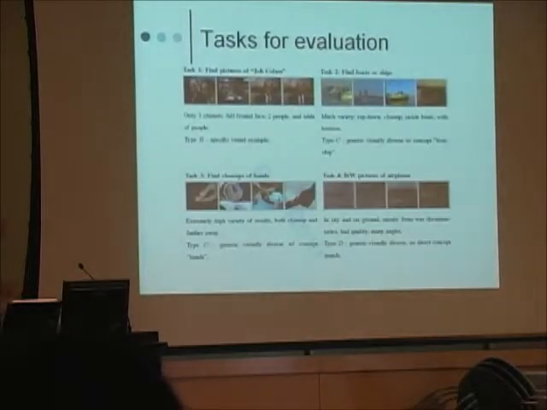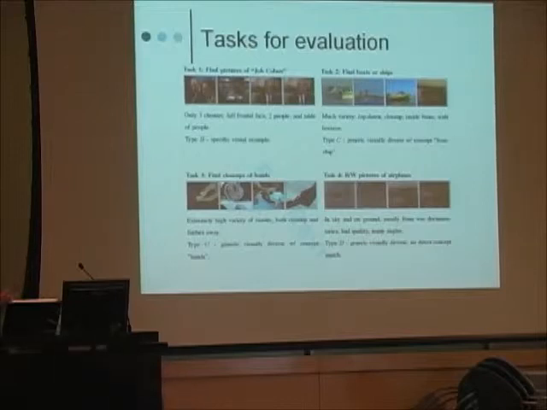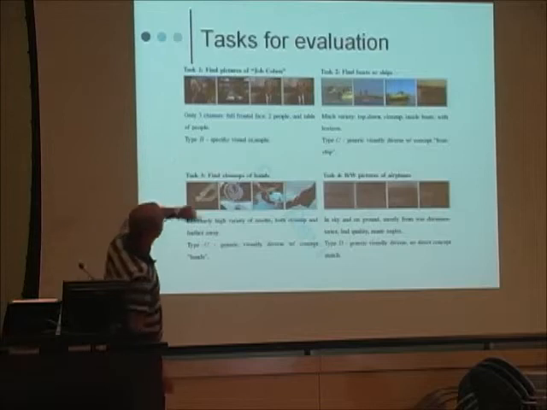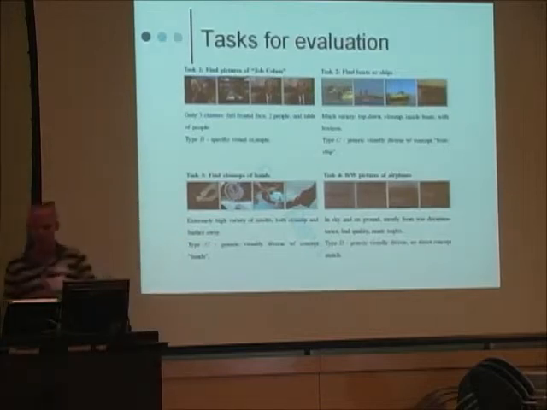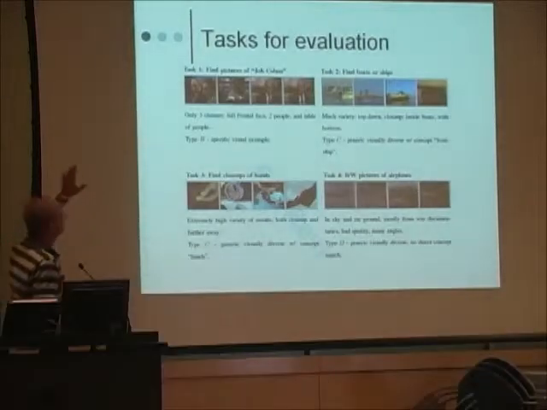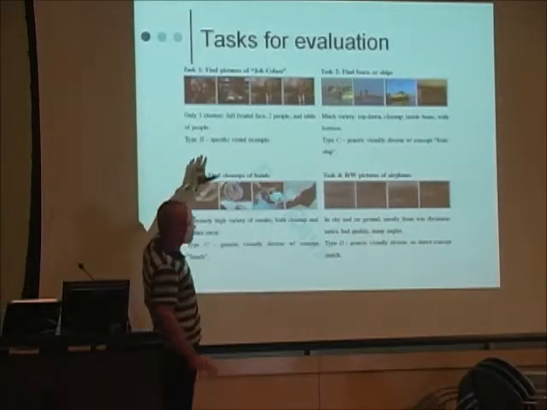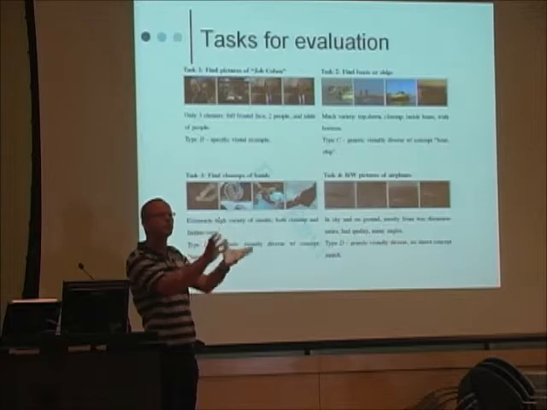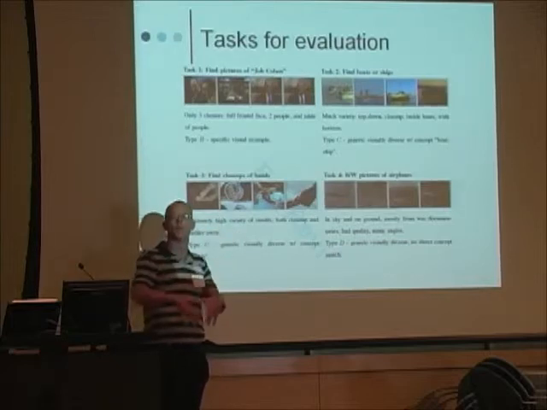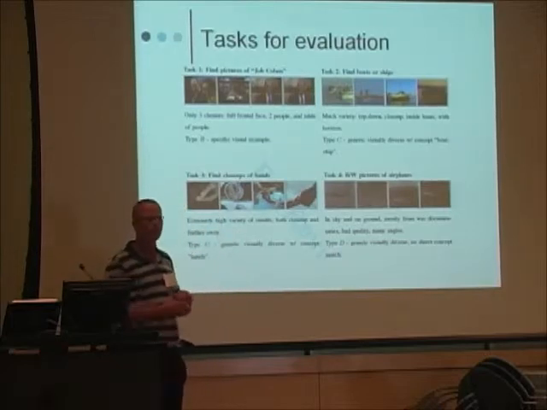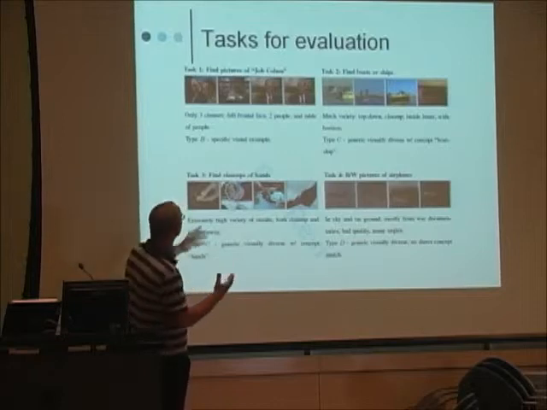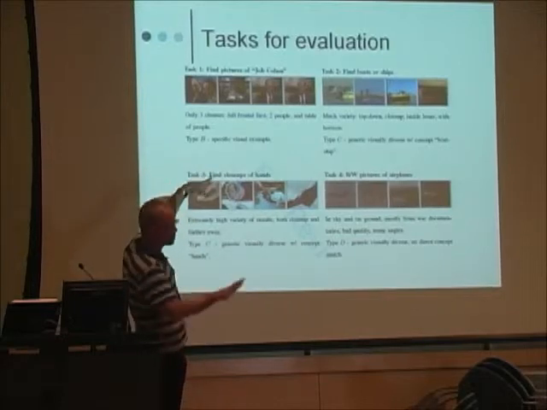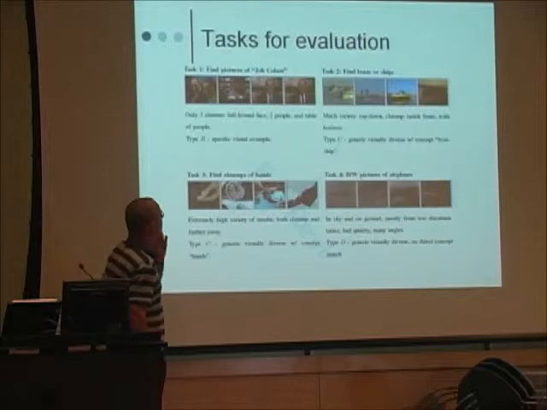So what are the tasks for evaluation? Well, we have 4 tasks, on the data that we use. The first one is to find pictures of Job Cohen, who at that time was the mayor of Amsterdam. This is a type where you have a very specific visual example. If you found that example, then you can find many more in the data set, because they are visually very similar. There are a couple of clusters, but if you find those, you do very well.